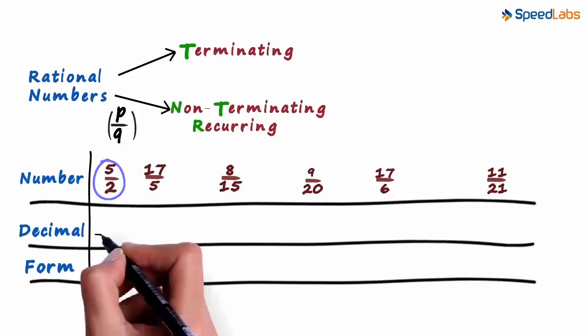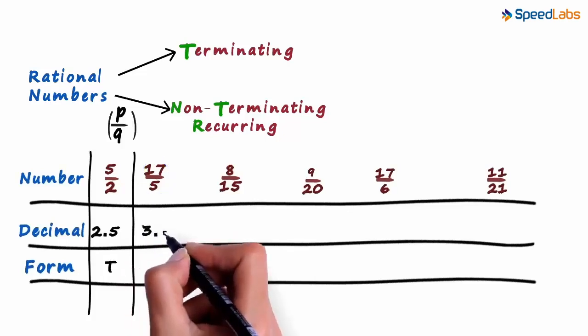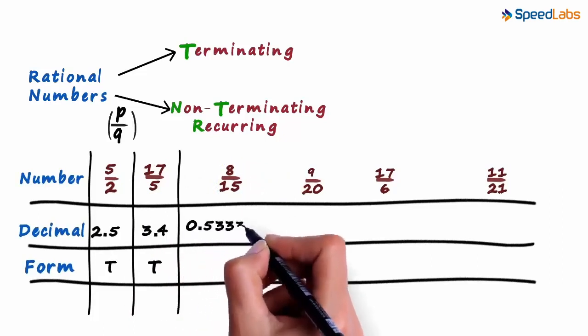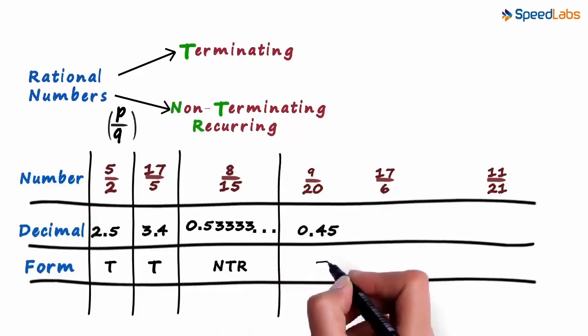5 by 2 can be written as 2.5, so we can say that it is terminating. The digits after the decimal point end and do not go on forever. 17 by 5 equals 3.4, which is also terminating. 8 by 15 equals 0.53333 and so on. It does not terminate. The digit 3 is repeated indefinitely. So we can say that it's a non-terminating recurring decimal. 9 by 20 equals 0.45, which is terminating.